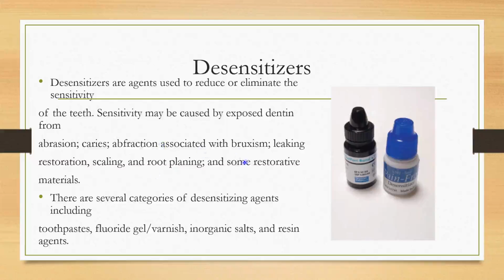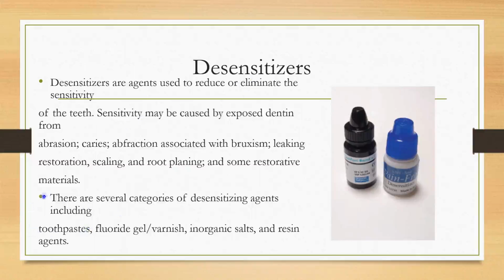And also there are some restorative materials that might fall out, leading to sensitivity. So there are different types of desensitizing agents. The most common ones are toothpastes. For example, Sensodyne is the most common one that is used, and also Colgate now has some desensitizing effect in their toothpaste.